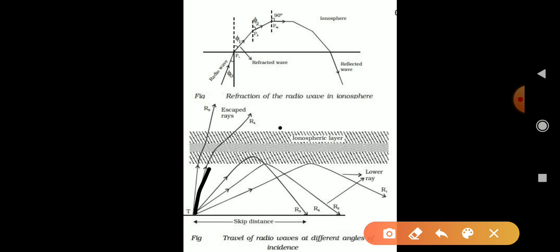Here you can also see that these waves are representing those waves which penetrated beyond the ionospheric region, and this wave is representing that it reached the transmitter, and this one is showing the critical frequency that we will study in the next slide.